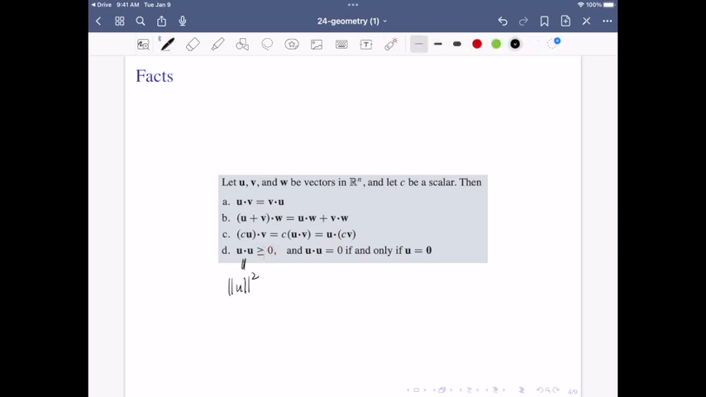because this is squared. The square of a number is always greater than or equal to 0. And u dot u equals 0, in other words, the length is 0, if and only if the vector is 0.